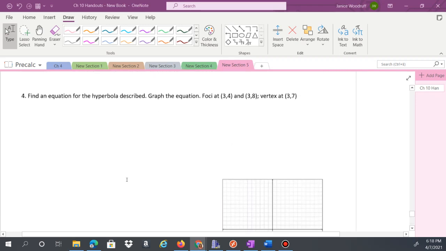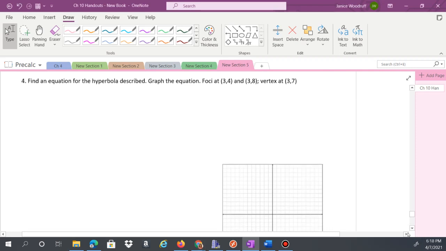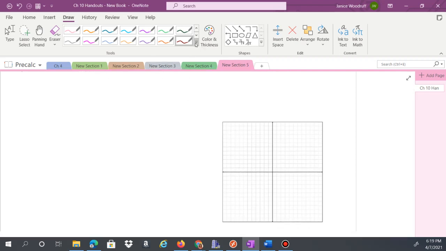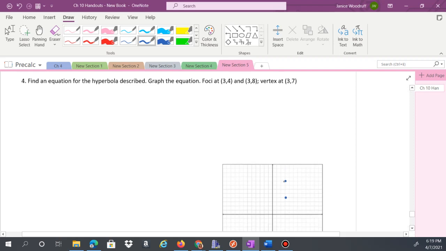Okay. All right, so the next one, we got a hyperbola, and now we're given information again. So you have foci at 3, 4, and 3, 8, and a vertex at 3, 7. Now it's not a 0, 0 vertex. So let's see these foci here. 3, 4, and 3, 8. 1, 2, 3, 1, 2, 3, 4, 5, 6, 7, 8. And we had a vertex at 3, 7.